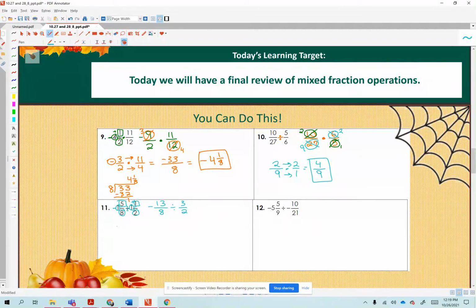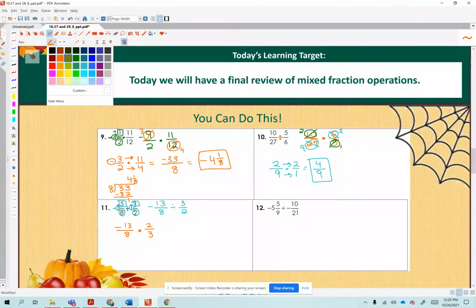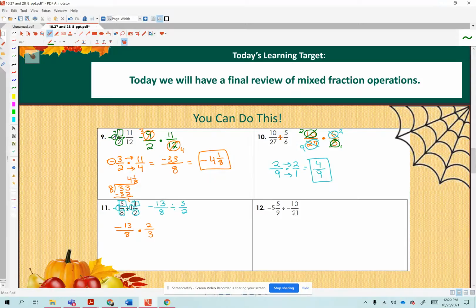Now we will rewrite this as multiplication, and then we will invert the second fraction. So negative 13 over 8 times 2 over 3. Now we do have an opportunity to simplify here. The 13 and the 3, 13 is a prime number, so there's no factors of that except for 1. But the 8 and the 2 are both divisible by 2. So 2 divided by 2 is 1, and 8 divided by 2 is 4. So that helps our work get a little bit easier. Now we'll multiply straight across.